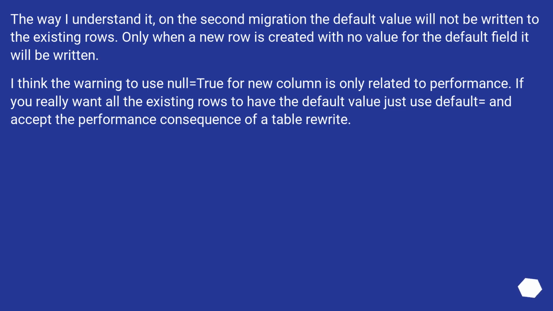The way I understand it, on the second migration the default value will not be written to the existing rows. Only when a new row is created with no value for the default field it will be written. I think the warning to use null equals true for new column is only related to performance. If you really want all the existing rows to have the default value, just use default equals and accept the performance consequence of a table rewrite.